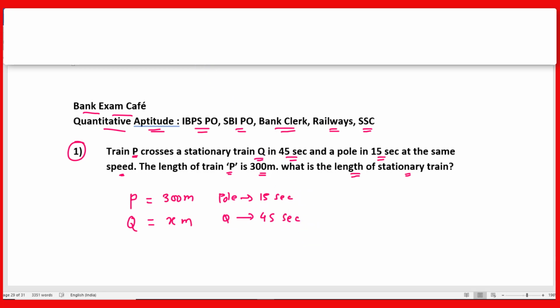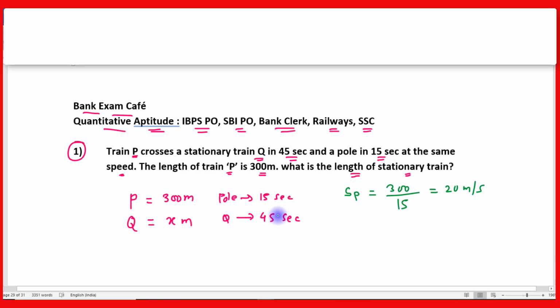So here, friends, from this information we can find the speed of the train P, because the distance we know and the time we know. So speed of the train P is equal to distance upon time, that is 300 upon 15, which is equal to 20 meter per second.